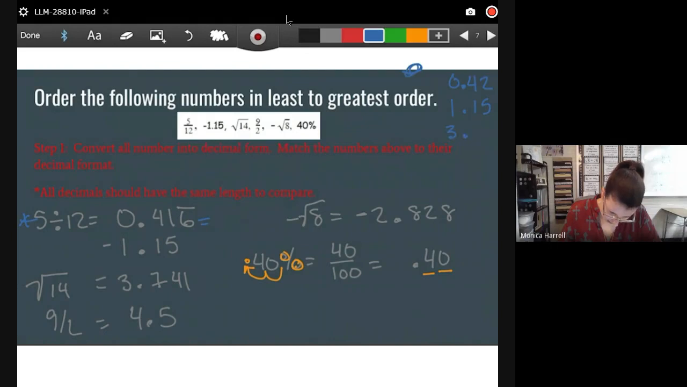Then I have 3.74, 4.5. No, wait, Miss Harrell. There's no other decimal to put there. You're right. We have to put a 0 there to compare. Then we have a -2.83. Oh, this 8 here means that we need to round that up. Is that 8.3, and our last one is 0.40. Okay, now we have all our decimals and we're ready to move on to the next step.